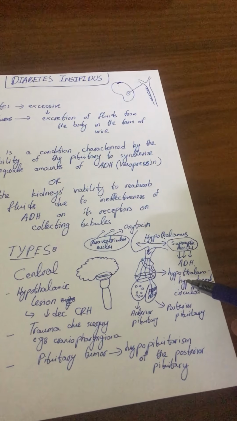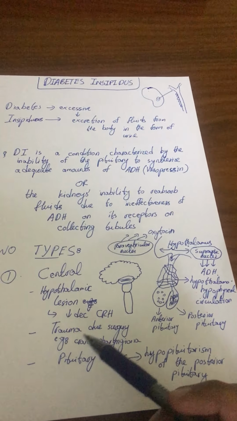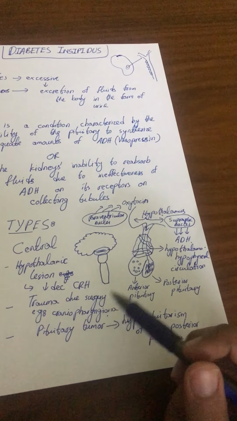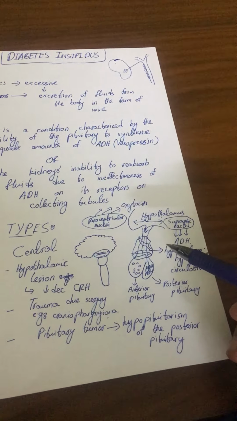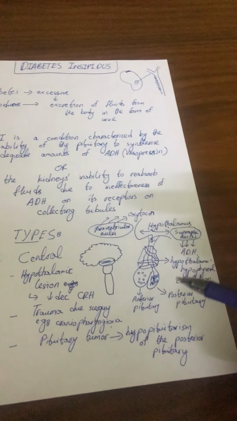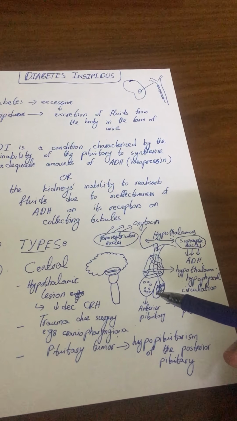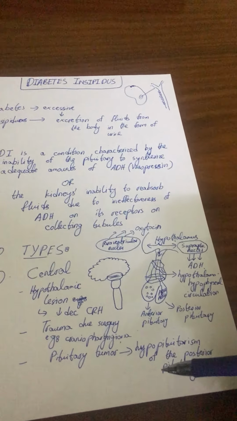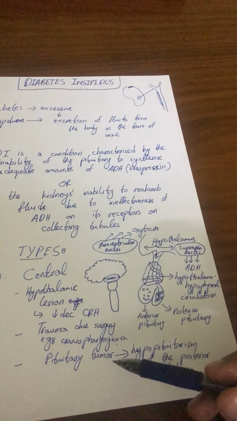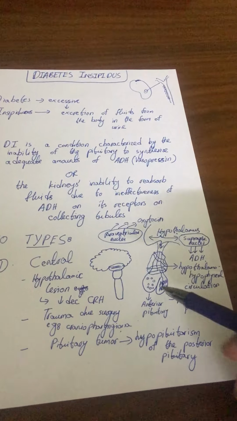But this mechanism can be interrupted because of various conditions, like any hypothalamic lesion, or trauma due to surgery, such as a craniopharyngioma. A craniopharyngioma is basically a tumor that resides in between the pituitary gland and the Rathke's pouch, which is basically an embryological remnant. Craniopharyngiomas are the most common brain tumors in children, accounting for more than 10% of all intracranial tumors in children. It may also be due to a pituitary tumor that is compressing on the posterior pituitary, resulting in its hypopituitarism.